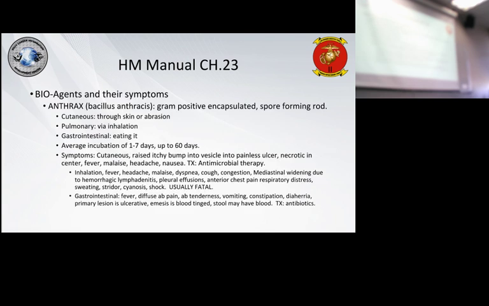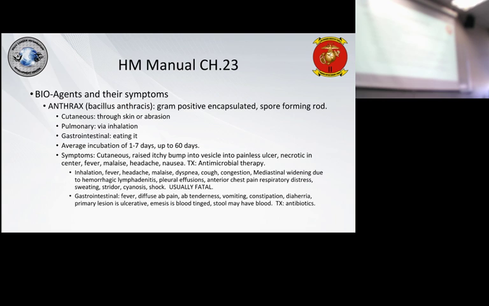Alright, so bioagents and their symptoms. Anthrax: gram-positive, encapsulated, spore-forming rod. They're cutaneous, pulmonary, gastrointestinal, so you can get it any of those ways. The average incubation is 1 to 7 days and up to 60 days. I've seen the incubation for anthrax on there.